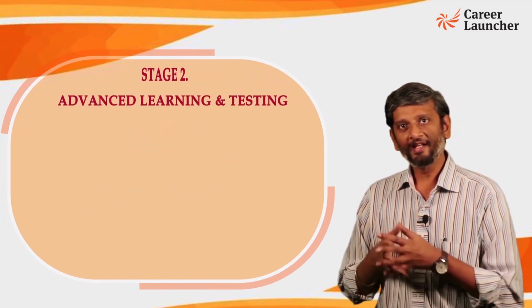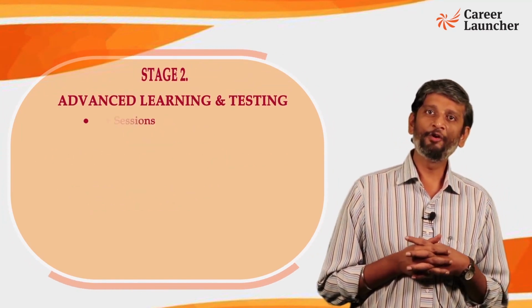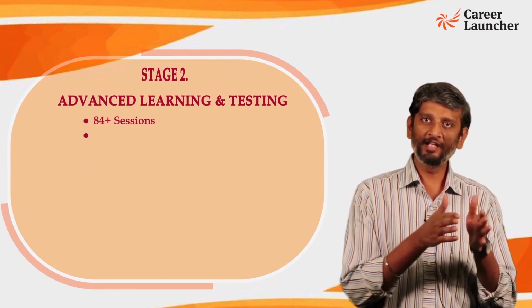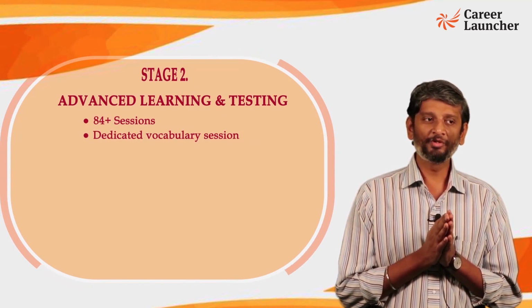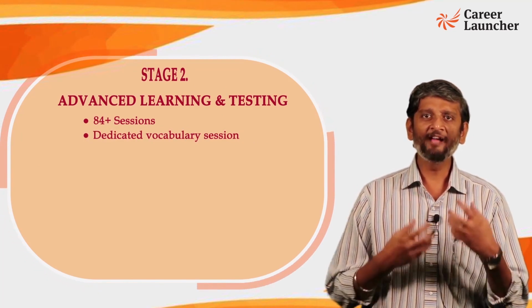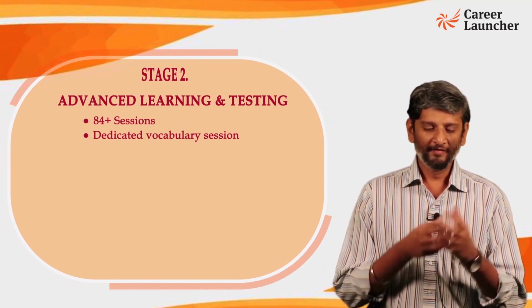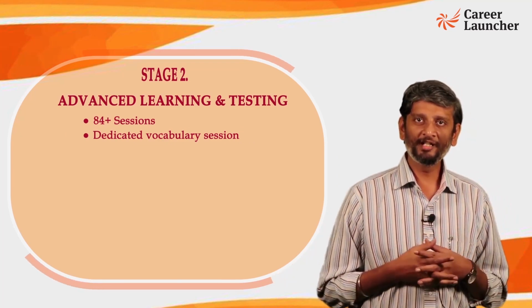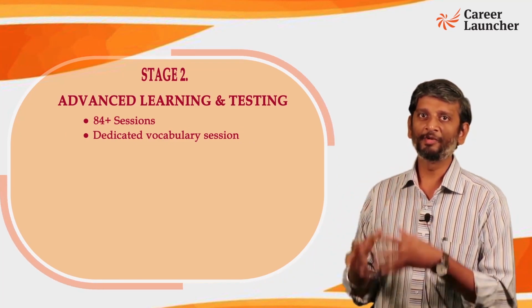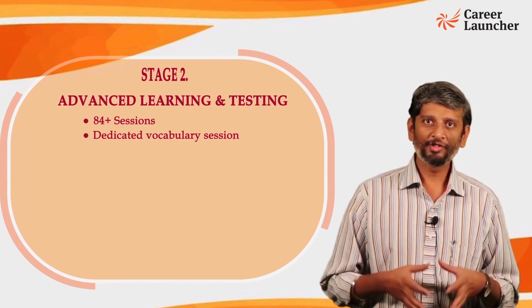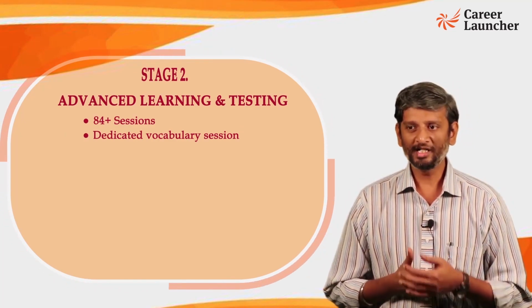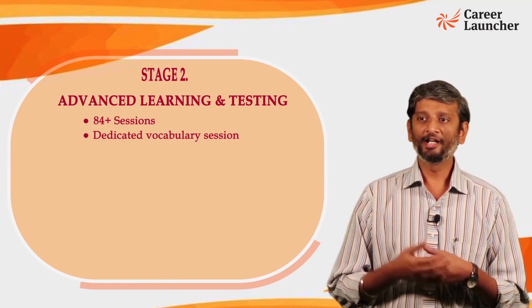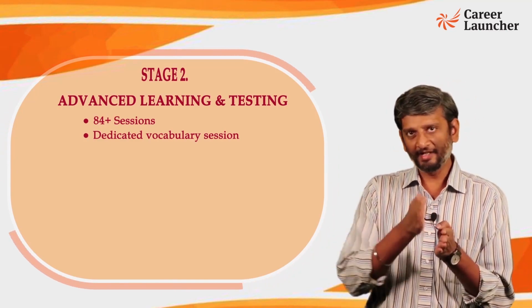Now in the second phase, we have a total of 84 lectures which are focused on various areas. We have dedicated vocabulary sessions which will help you to get the IFT and ZAT questions correct. We talk a lot about etymology in the vocab sessions. We talk a lot about common confusables, homophones, homonyms, what are they, and detailed discussion on words, their origins, and synonyms and antonyms and the differences between them.